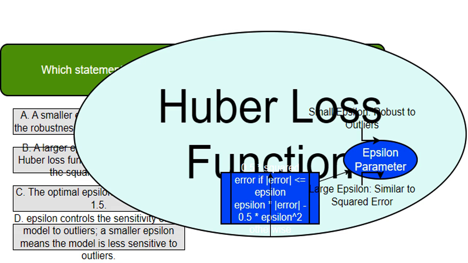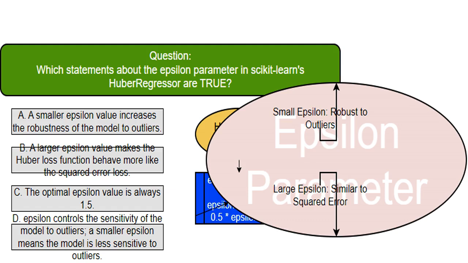The equation shows that if the error is small, less than epsilon, I use the squared error, which penalizes large errors heavily. But if the error is big, I use the absolute error, which is less sensitive to extreme values. This is what makes it robust to outliers. It's like a superhero of loss functions. Epsilon is the key to understanding how the Huber loss function works. It's the magic number that decides when to switch from the squared error to the absolute error.